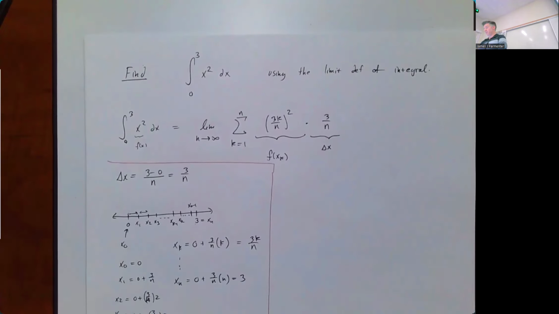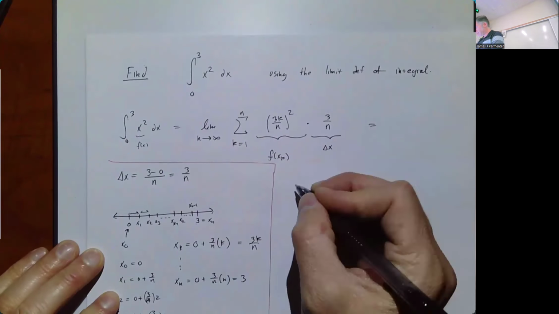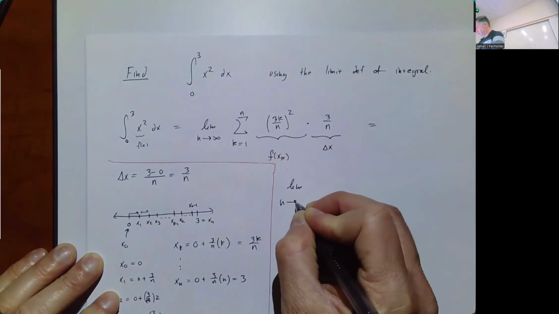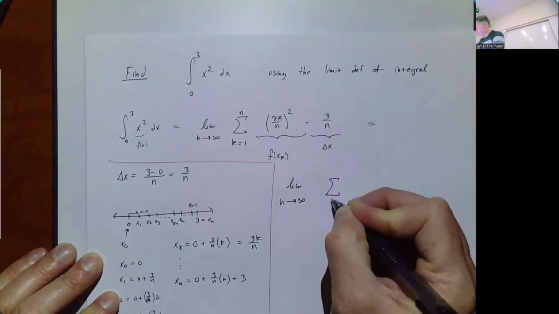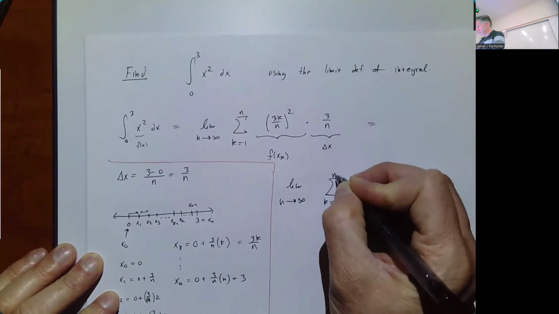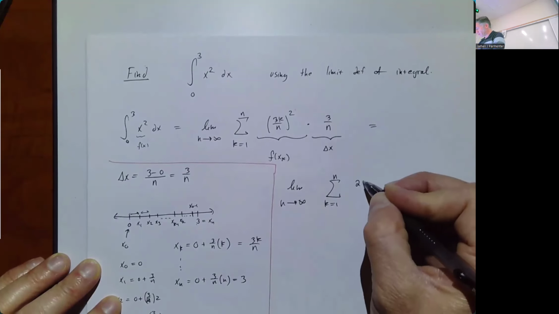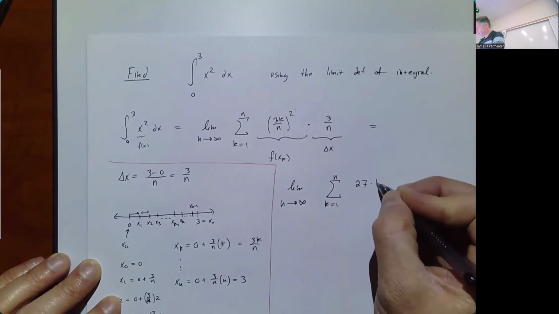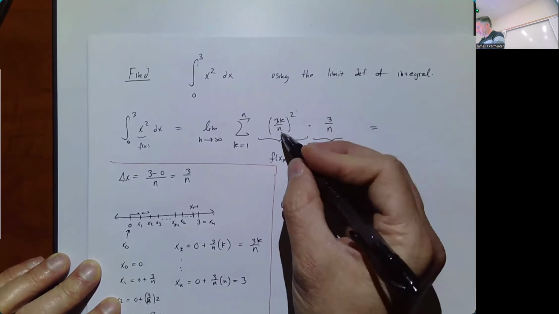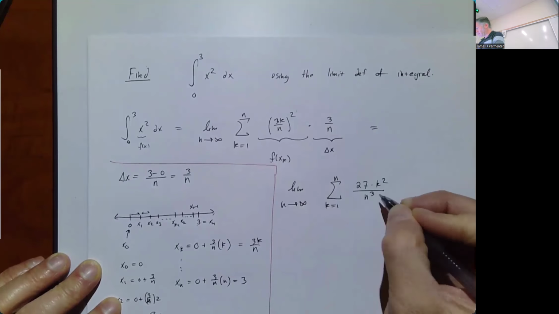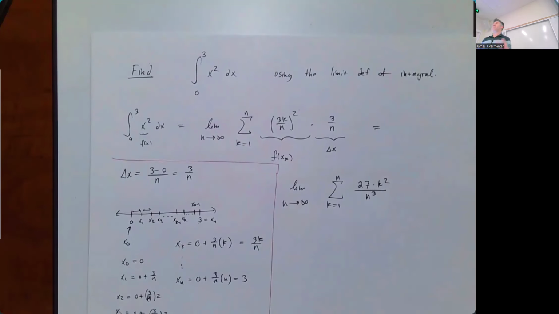I'm going to multiply it out. I'm going to get the limit as n goes to infinity of the sum from k equals 1, and let's see, 3 squared is 9, 9 times 3 is 27, times k squared divided by n squared times n, which is n cubed. Again, I see that I am in the place I want to be because my power of n is 1 larger than my power of k. Always what you're looking for, at least for these examples with polynomials.